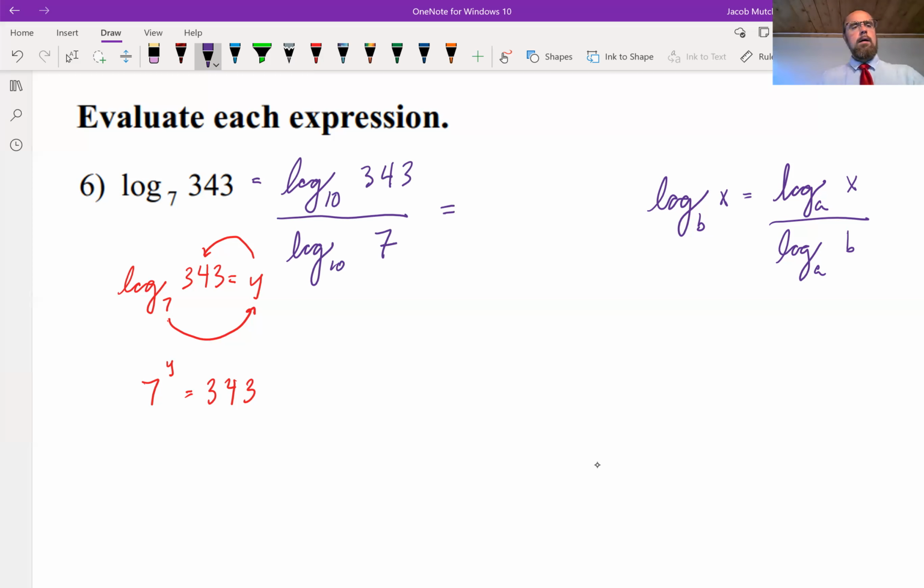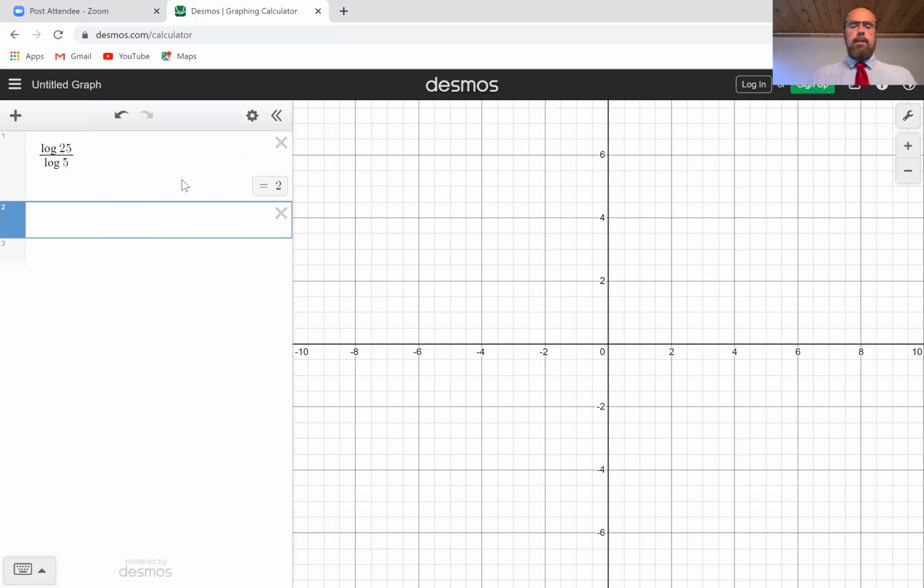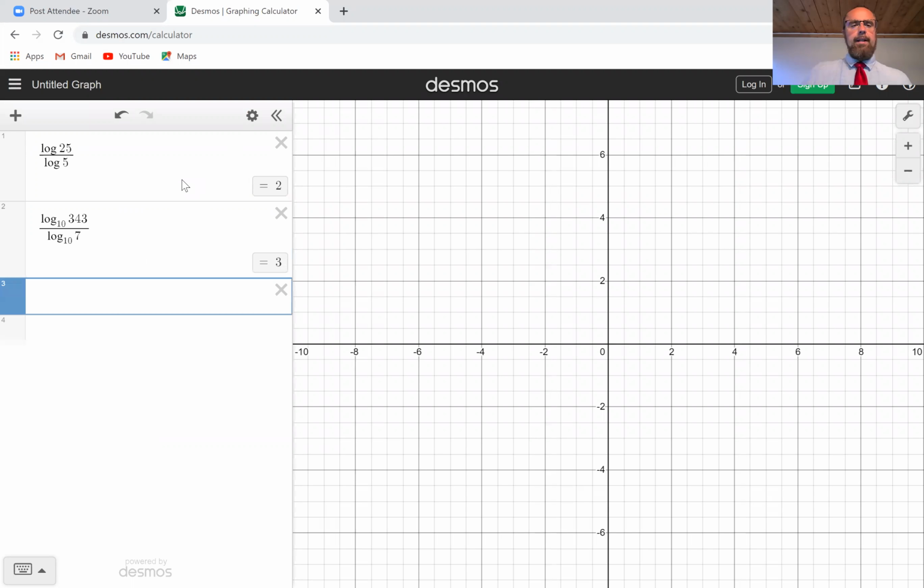So again, I don't really know how many 7s would need to multiply to equal 343. So let's evaluate using Desmos. Just like we calculated for that first example, we will put in log. I can put the 10 or take it off, of 343 over log base 10 of 7. And it turns out that I would need 3 7s to multiply to equal 343.